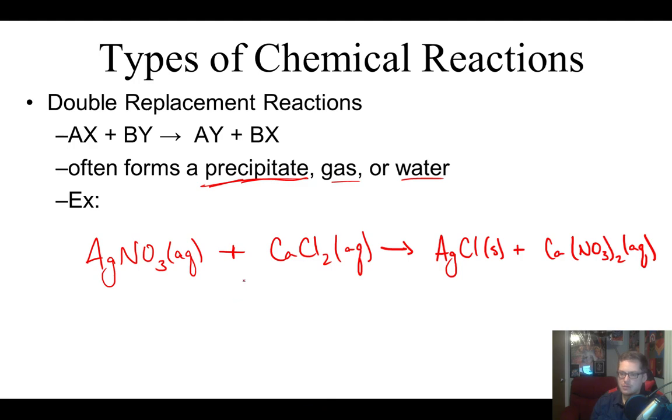All right, and we can balance this. So over here, we need 1 silver, 1 nitrate, 2 nitrates. So we'll throw that 2 in front of there. So now we've got 2 silver, so we'll throw that 2 in front of that silver. Now we're at 1 calcium, 2 chlorines, and we're balanced.